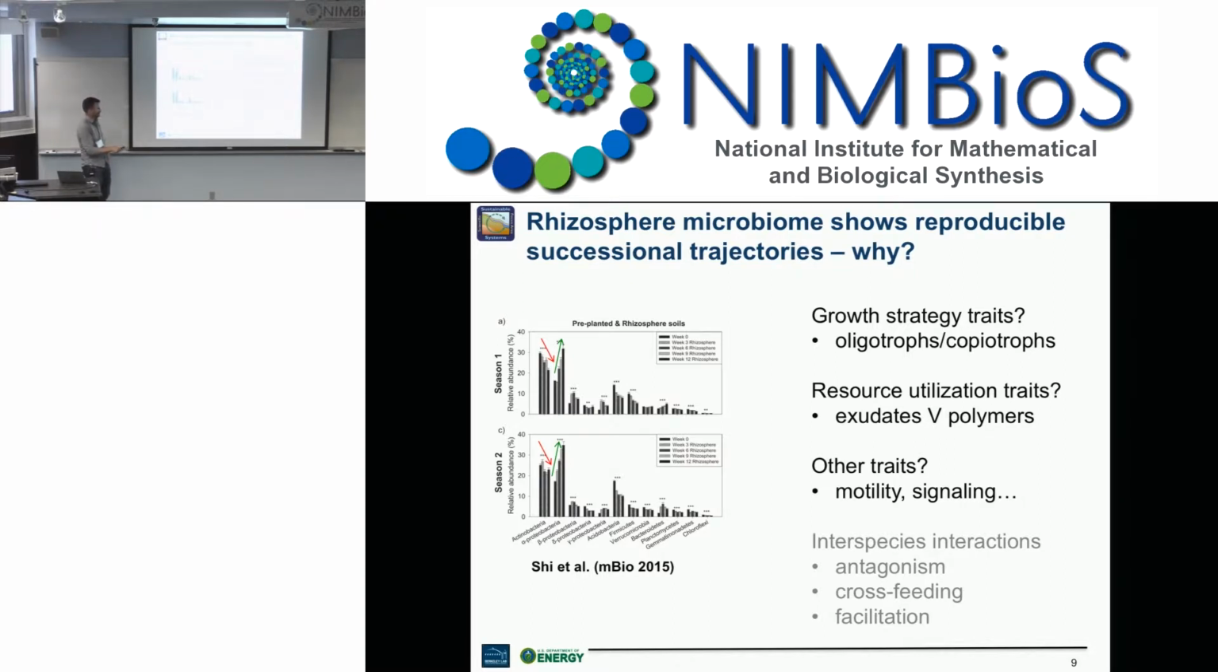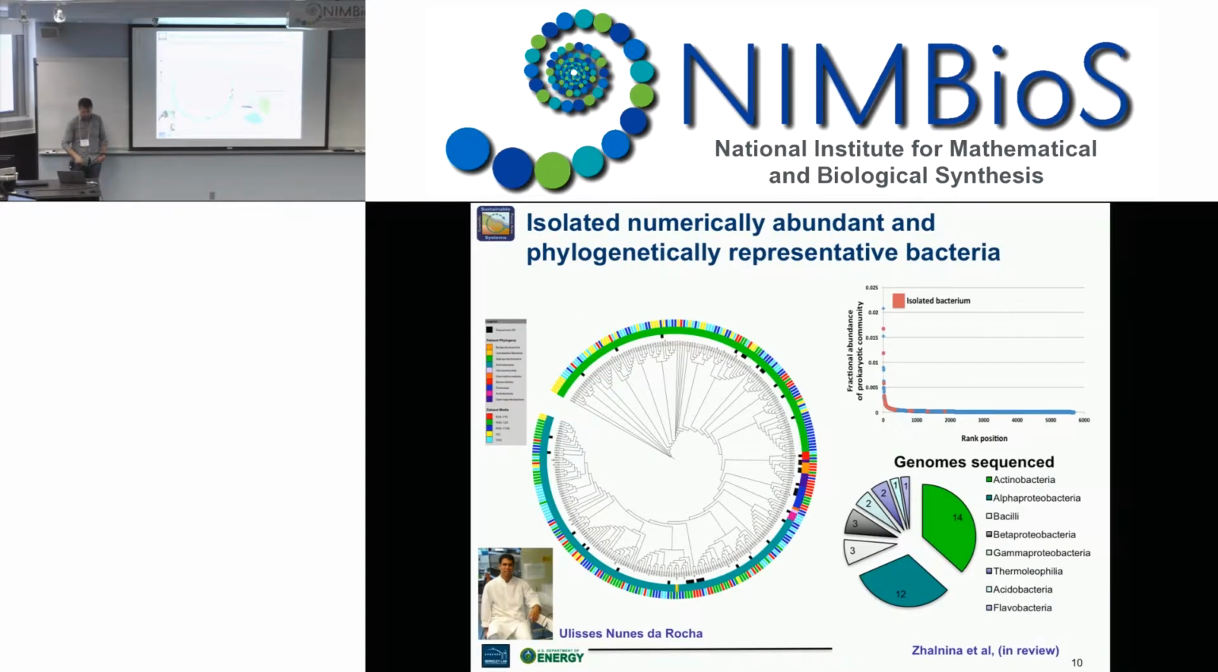Other traits, motility. Can they swim to the rhizosphere? Do they need to signal to the plant to be able to reside in the rhizosphere? I'm not going to talk about this today, but we've heard a great talk by Ali looking at interspecies interactions, antagonism, cross-feeding, facilitation, etc. These are all likely important.